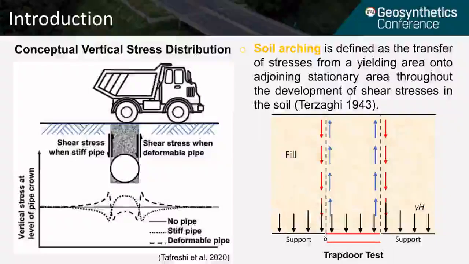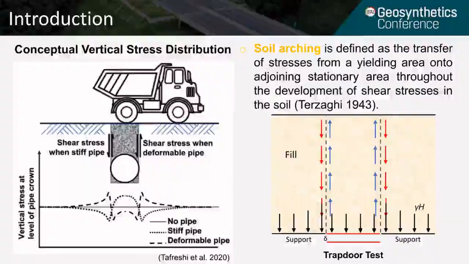To understand the conceptual vertical stress distribution over a buried structure, the figure on the left side of the slide shows that when we have no buried pipe or structure, we would have almost a uniformly distributed pressure under the overburden pressure. While when we have a stiff pipe under a traffic loading, the pressure distribution would be like the one with the dotted line. Higher pressure on the pipe and less pressure on the side, and this is due to the soil arching, the negative soil arching.